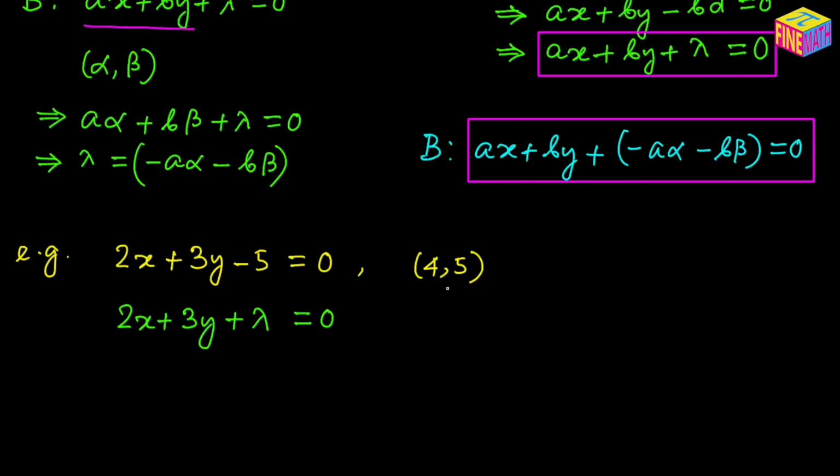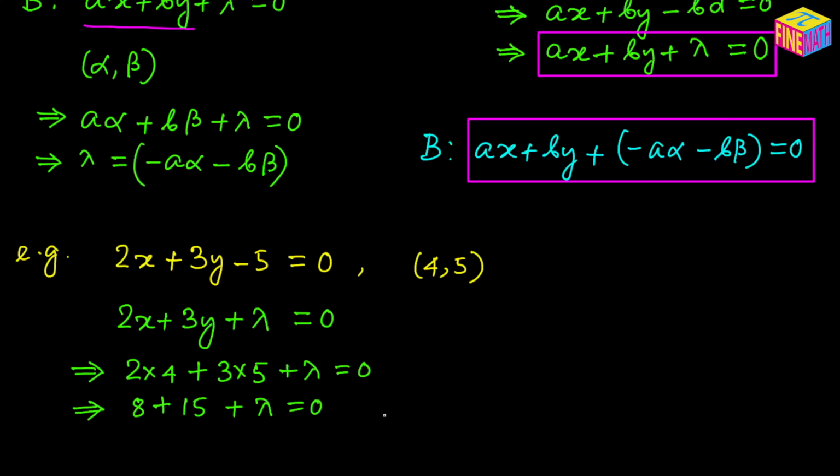Sure. Now that we know that the new straight line also passes through the point 4, 5, then 4, 5 should satisfy the equation of the new straight line. So here I am going to use 4 in place of x, so that would be 2 times 4 plus 3 times 5, using 5 in place of y, plus lambda is equal to 0, and from here we can easily solve for lambda. So here it is 8 plus 15 plus lambda is equal to 0, and from here we can say definitely lambda is equal to negative 23.